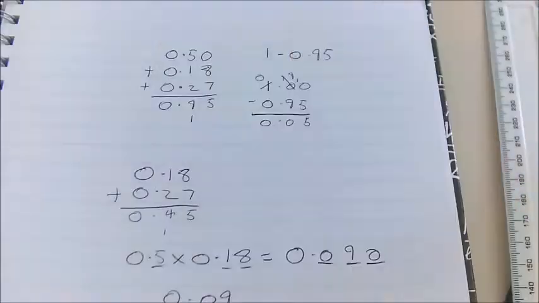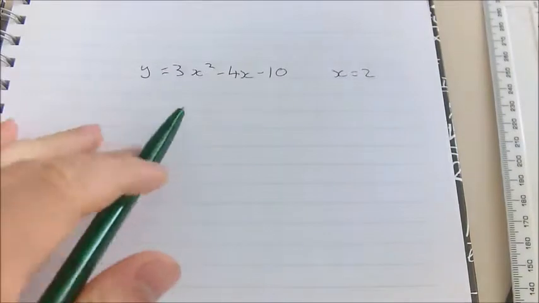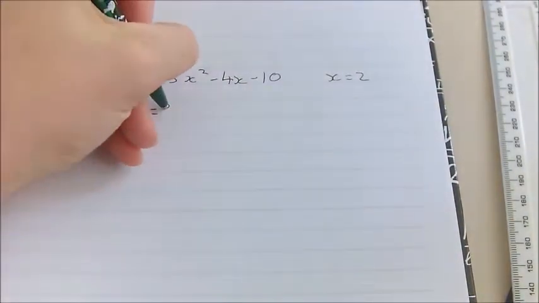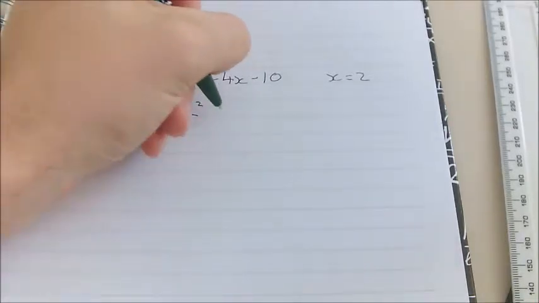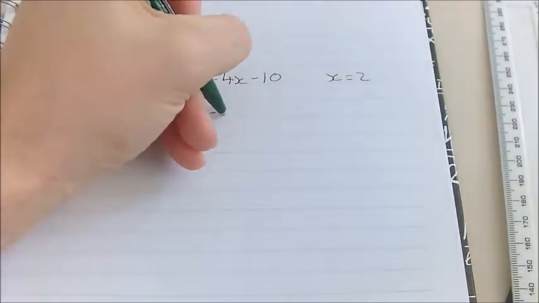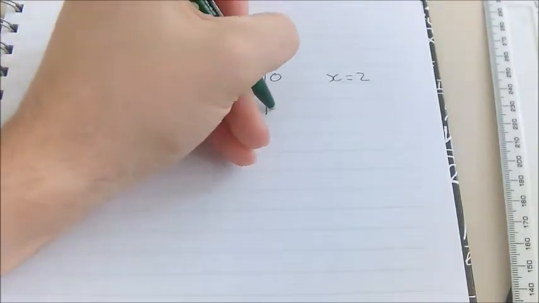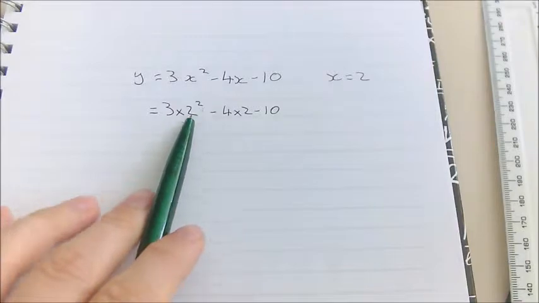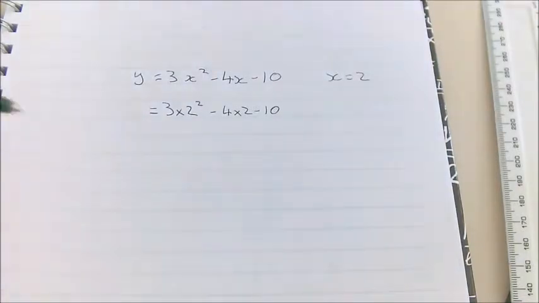So we've got y equals 3x squared minus 4x minus 10, but then x equals 2. So I'll just replace x with times by 2. Okay, so we've got 3 times 2 squared minus 4 times 2 minus 10, and then we follow BIDMAS, or the order of operations, which is we do the indices first. So that's going to be 2 squared, which is 4.